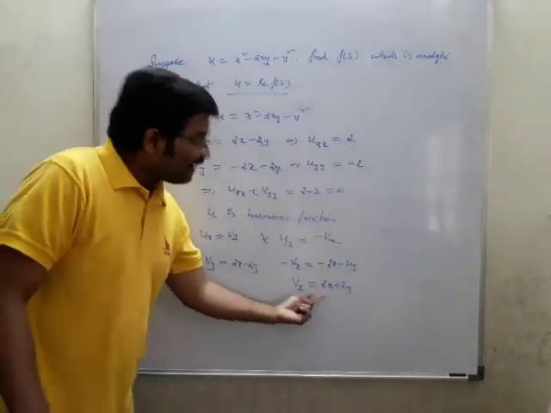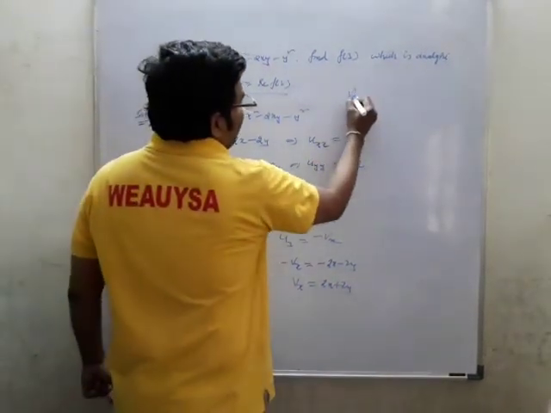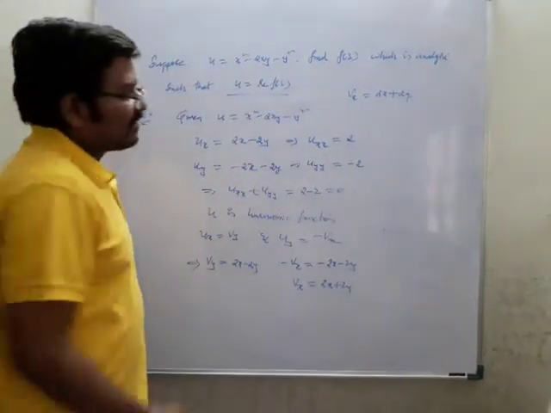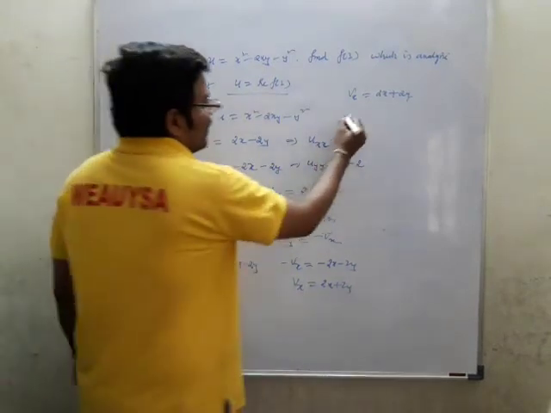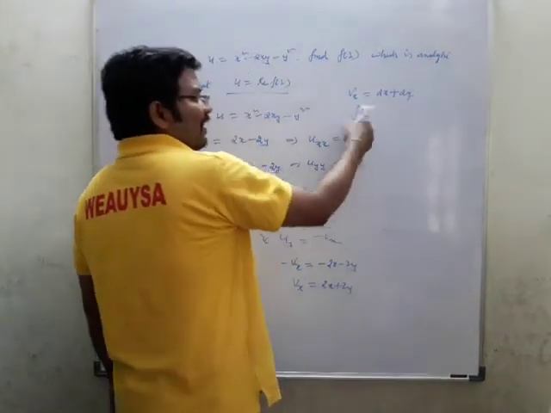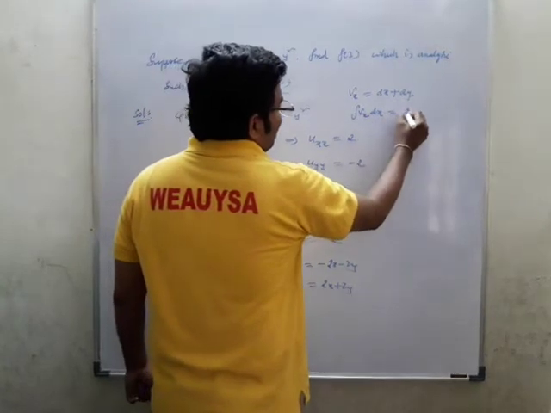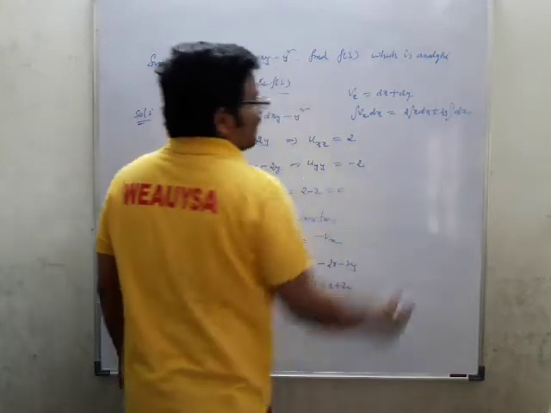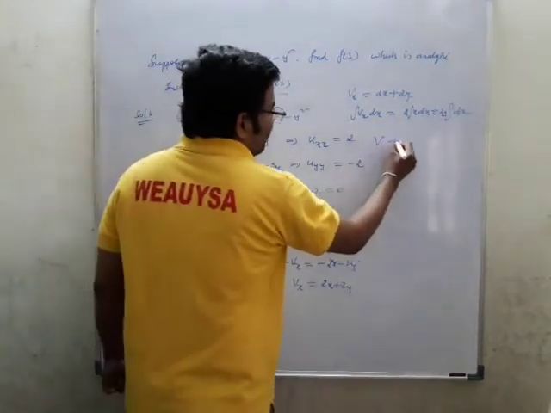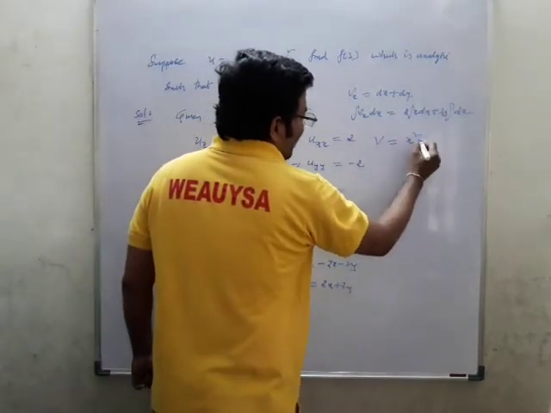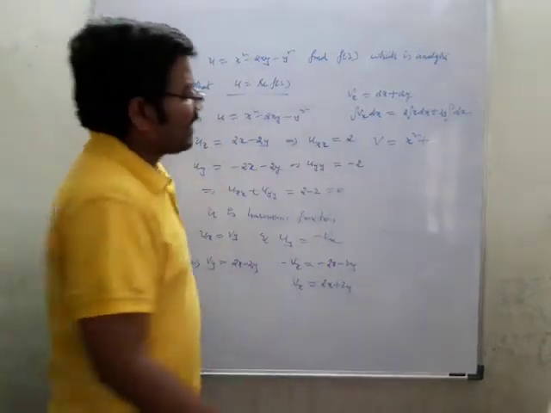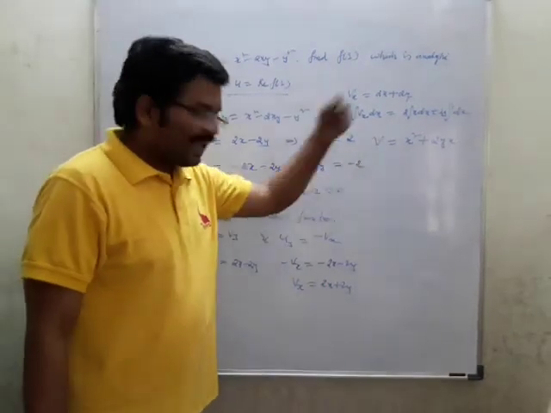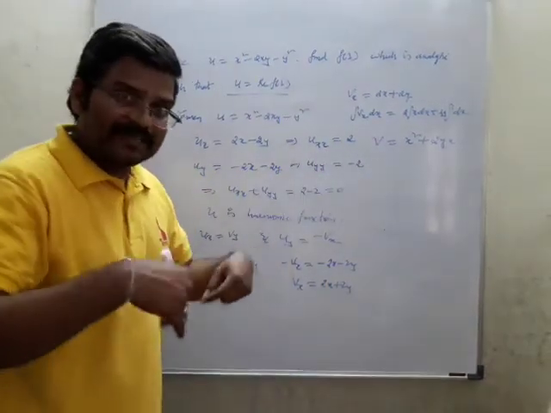Now I'll take vx equal to 2x plus 2y. I'll integrate on both sides with respect to x, and y will be the constant. So this is 2 into the integral of x dx plus 2y times the integral of dx. Now v becomes x square, because the 2 cancels with the 2 in x square by 2, plus 2yx.